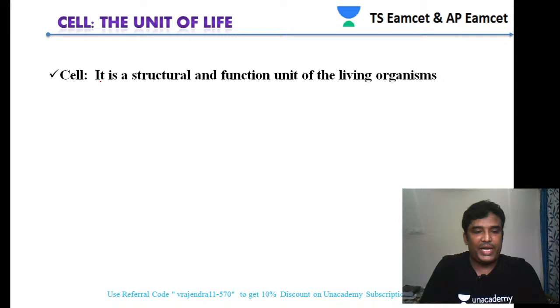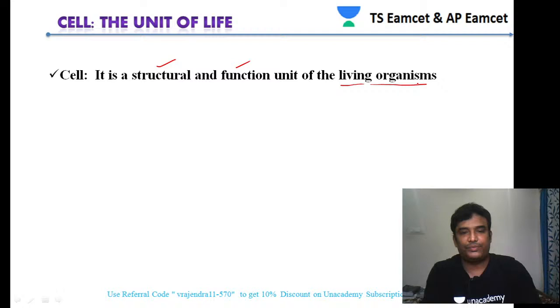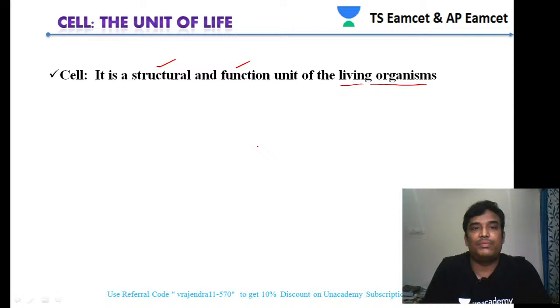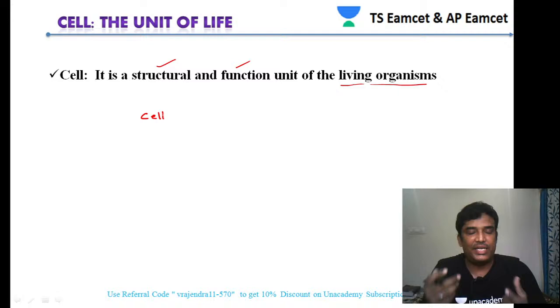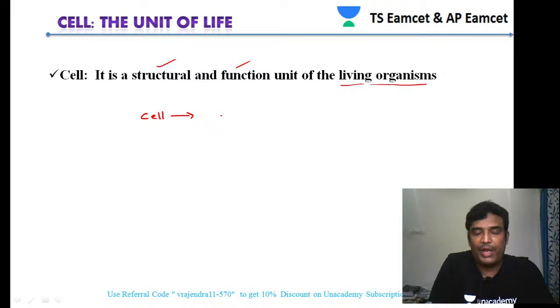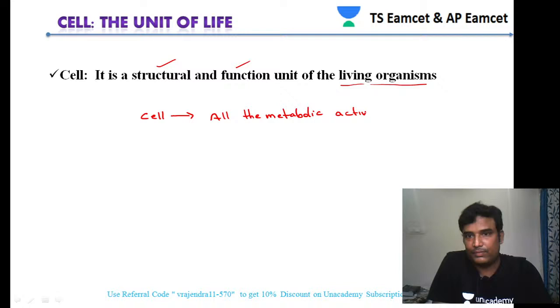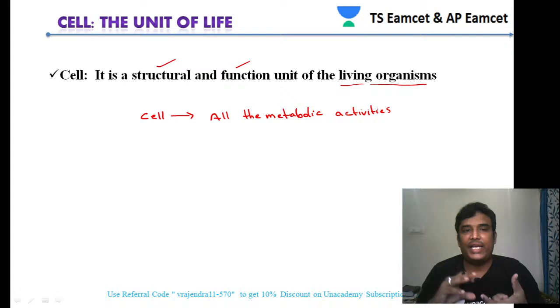So let us see once again: the cell is a structural and functional unit of the living organism. So a single cell is performing all the metabolic activities. Why is it called a structural and functional unit? Because the cell performs all the metabolic activities, so it is considered the structural and functional unit of the living organism.